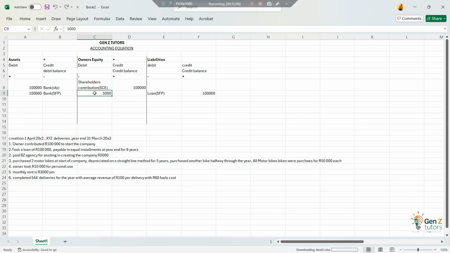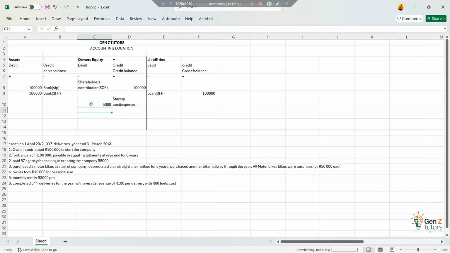Apologies about that. The 5,000 goes in down here, and then we have startup costs, which are what? An expense to the company. They do not affect our shareholders' contribution, but they do affect owner's equity. So expenses increase on the debit side, and the debit transaction is a decrease in owner's equity, since our expenses fall under owner's equity, right? So now there we go.